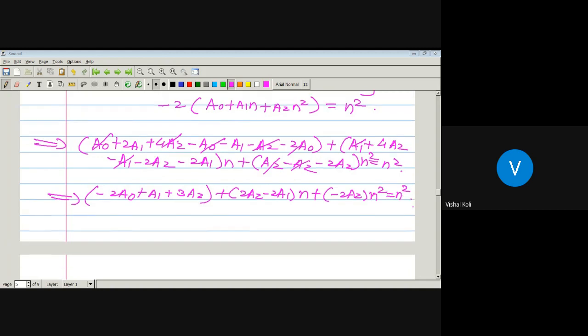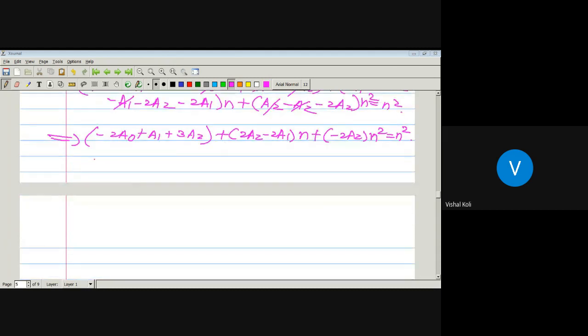Now we have to compare the LHS and RHS. What should be the value of minus 2a0 plus a1 plus 3a2, as there is no constant term on the right hand side? Its value will be 0. That is, the coefficient of n to the power 0 on the right hand side is 0, which implies minus 2a0 plus a1 plus 3a2 is equal to 0. And 2a2 minus a1 is also 0, since there is no coefficient for n on the right hand side. And minus 2a2 is equal to 1. So what should be the value of a2? Minus 1 by 2.